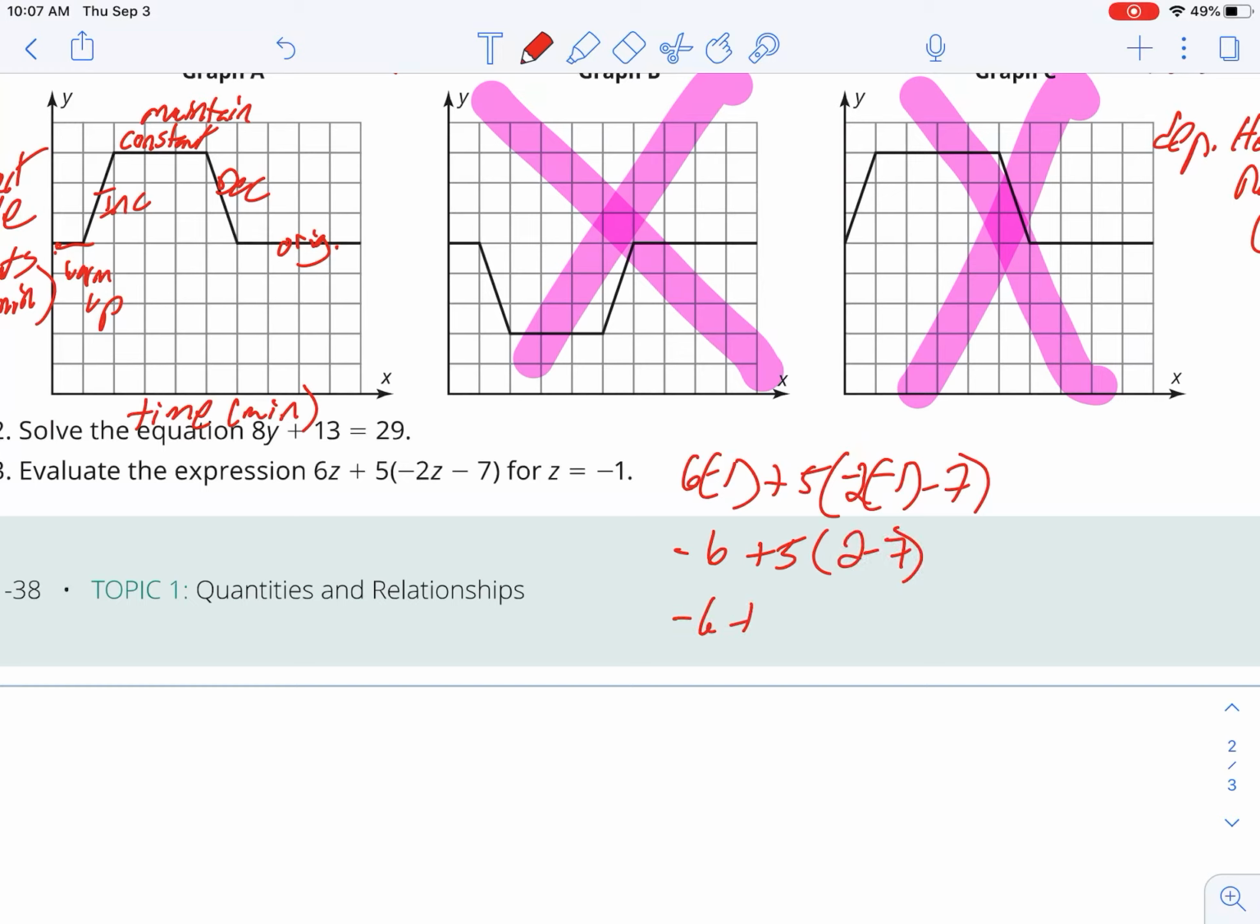And I still have parentheses to take care of. So 2 minus 7 is -5. Now we're doing multiplication. I have to do multiplication before I can touch that -6 again. So 5 times -5 is -25. And -6 minus 25 is -31. Alrighty.